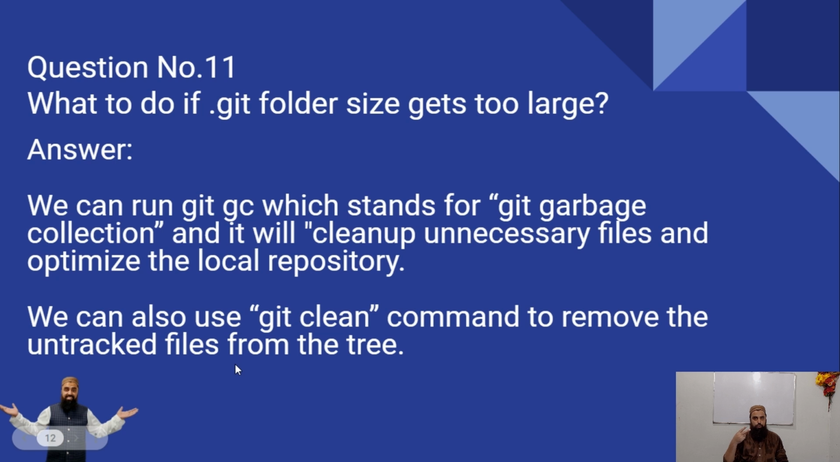So there are actually two commands: git gc, git garbage collection, which we can run to clean up unnecessary files, and we can also run git clean to remove the untracked files. And after that, the .git folder size would be reduced.